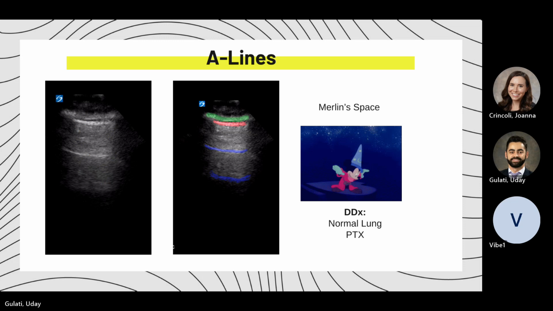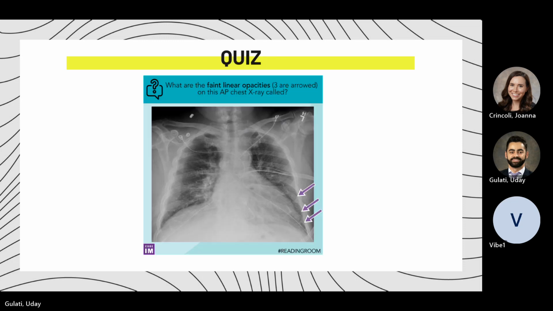So A lines could be a normal lung, but if you don't have lung sliding, this could be indicative of a pneumothorax. And so the next one is B lines, right? We've got A lines, now what are B lines? I don't know if you guys remember from day one of med school when reading a chest x-ray, those curly B lines that you learned about, that could be indicative of CHF exacerbation.